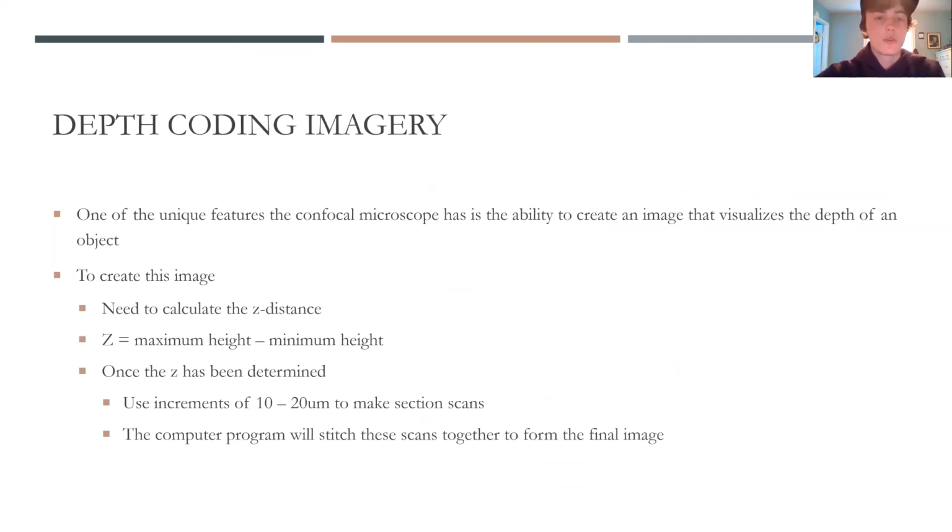Depth coding imagery is one of the unique features that the confocal microscope has, which it uses to create an image that visualizes the depth of the object. To create this image, you need to calculate the Z distance, which is represented by the following equation: Z equals maximum height minus minimum height. Once the Z has been determined, use increments of around 10 to 20 micrometers to make section scans. The computer program will stitch all these scans together to form the final image.